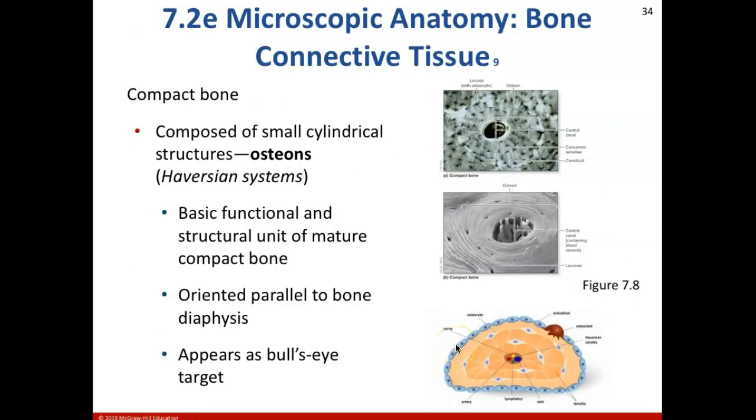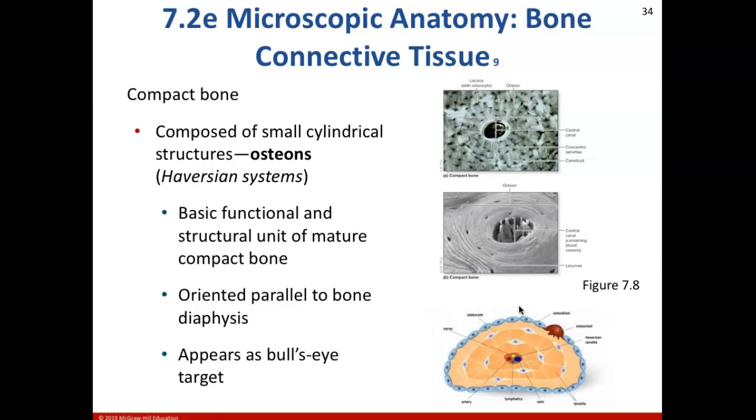Now we're going to take a closer look at compact bone and later spongy bone. So our compact bone is composed of these small cylindrical structures called osteons. So here is an example of an osteon, here is another, and then this is just one osteon over here as well. These are also called Haversian systems, and an osteon is known as the basic functional and structural unit of mature compact bone.